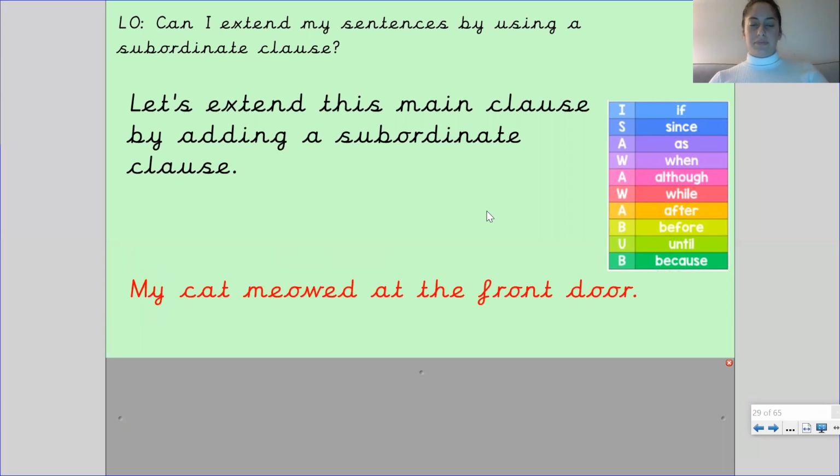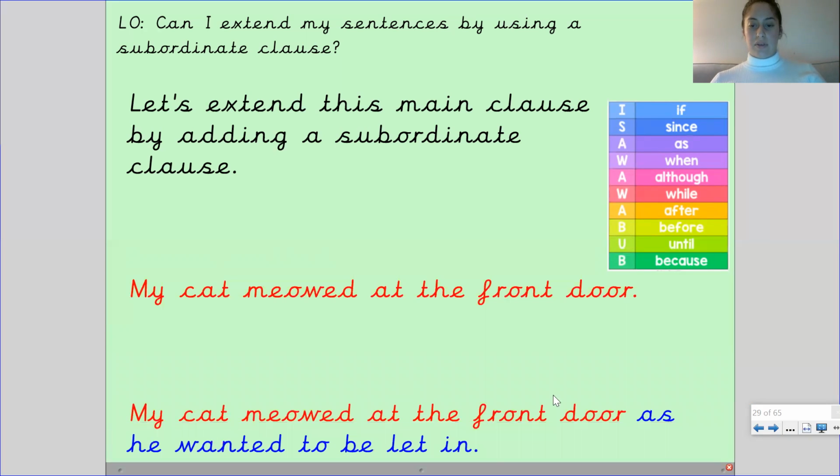Another example. My cat meowed at the front door. Which one of these subordinating conjunctions could you use to extend this sentence? My cat meowed at the front door. So for example, we could use the subordinating conjunction as: my cat meowed at the front door as he wanted to be let in. What sentence did you come up with to add more information?